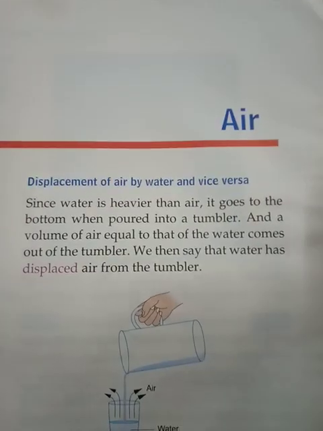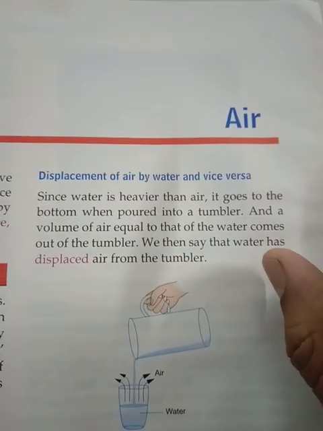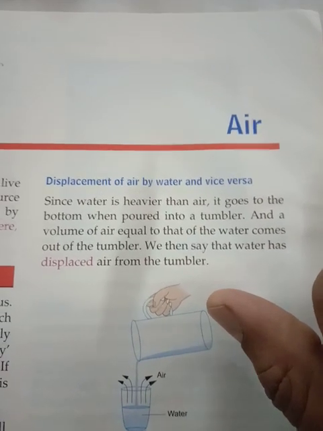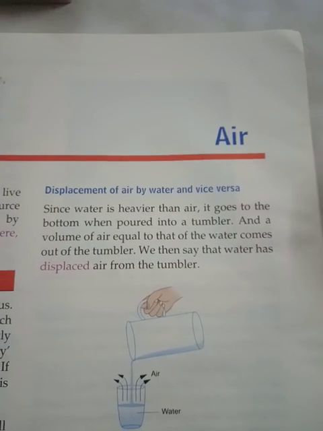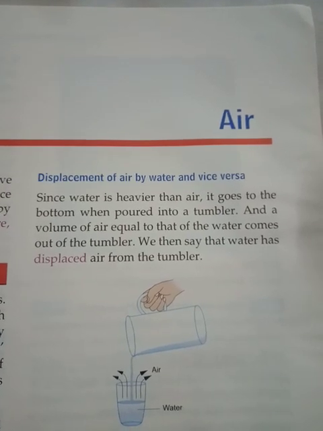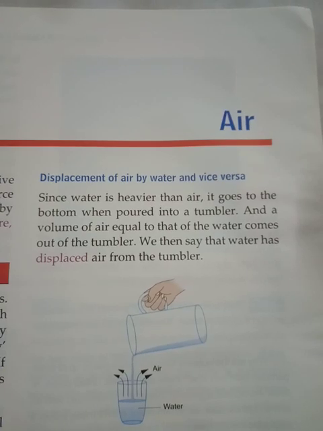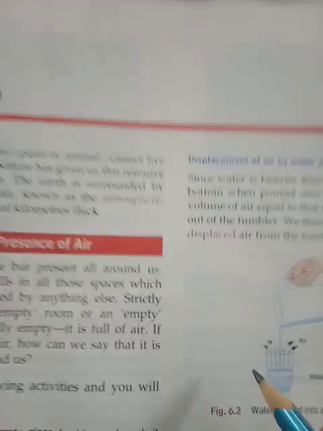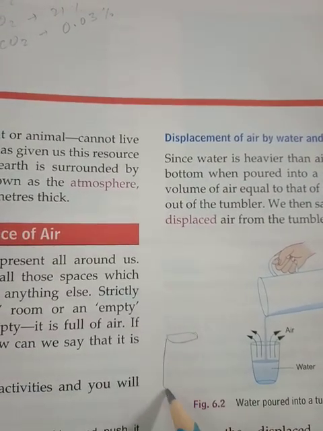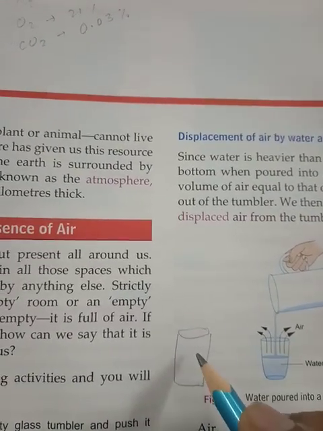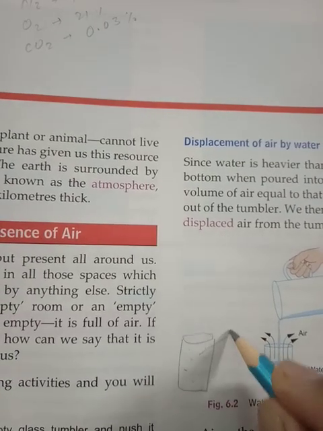Now the next point is displacement of air by water and vice versa. Since water is heavier than air, it goes to the bottom when poured into a tumbler, and a volume of air equal to that of water comes out of the tumbler. We then say that water has displaced air from the tumbler. What does it mean? For example, if we take a glass, right now we are saying it's an empty glass, but nothing is empty. In an empty glass there is air already filled.